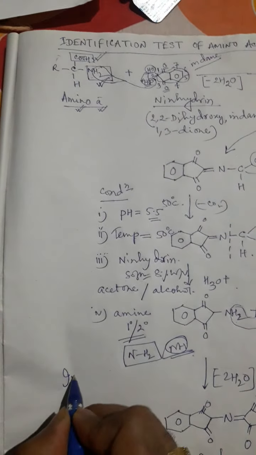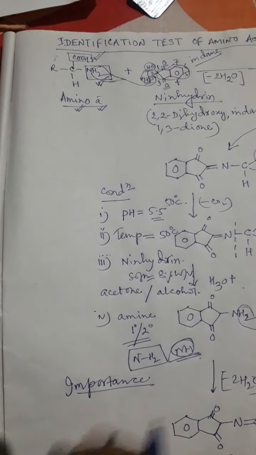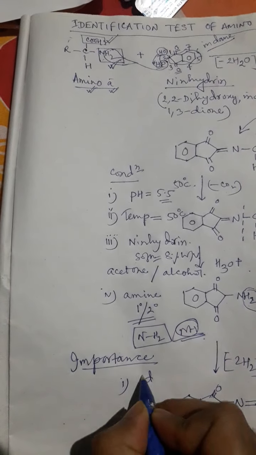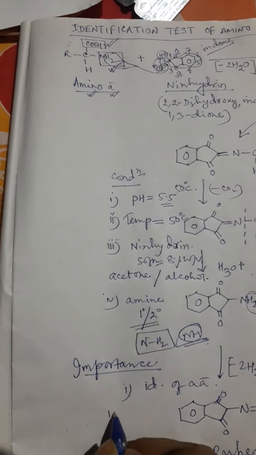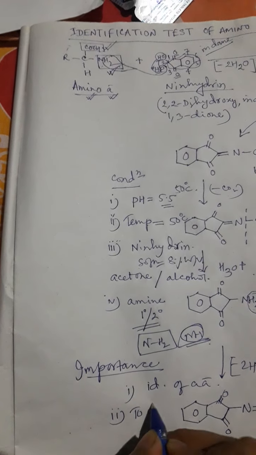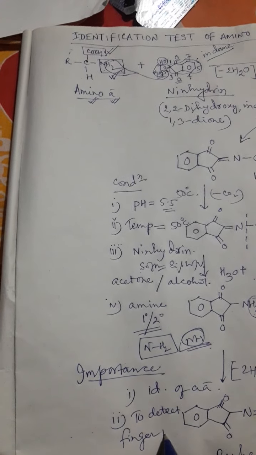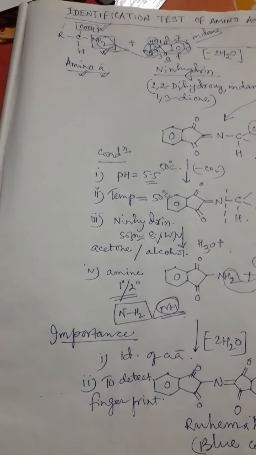Now what is the importance of this reaction? First one is it is used for the identification of amino acid, number one. Second one is to detect fingerprints. This test is also used for that.